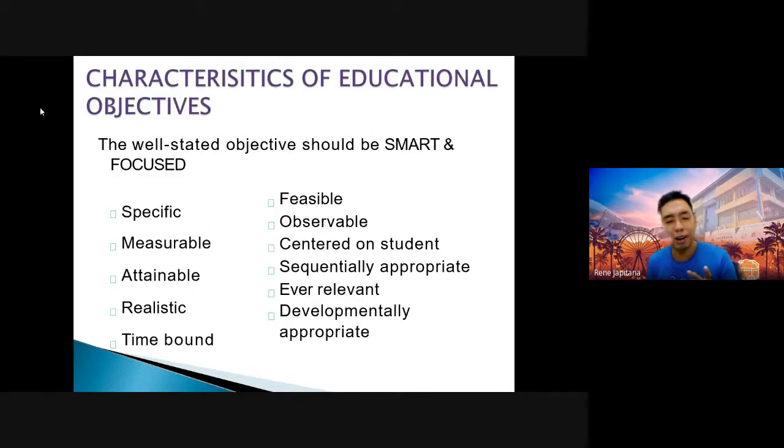There are two terms being used as acronyms. The objectives of your lesson or lesson plan must be specific, measurable, attainable, realistic, and time-bound. Okay, that's SMART. Another term is FOCUSED: feasible, observable. When I say feasible, it's about possibility. Is it possible to happen?